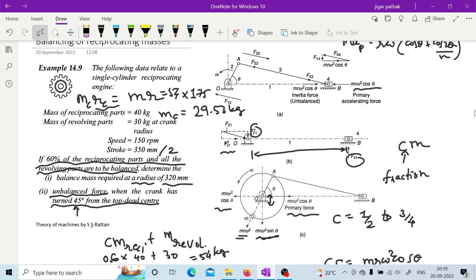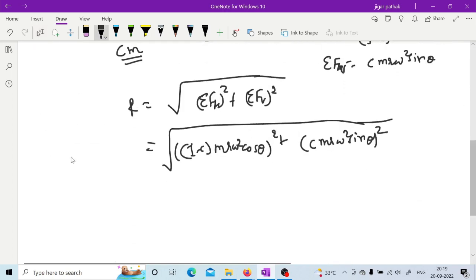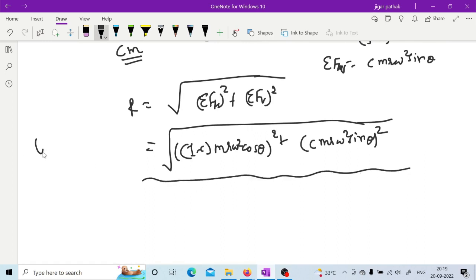So has anyone calculated this unbalanced force? Please type in. This is the equation which we have written for the unbalanced force present in reciprocating masses, right?